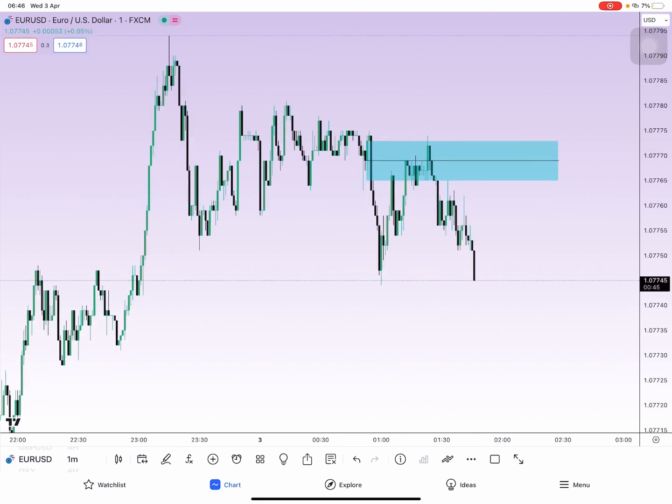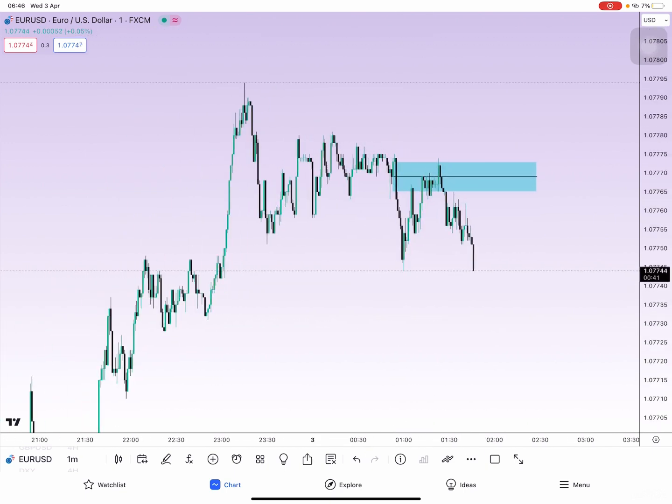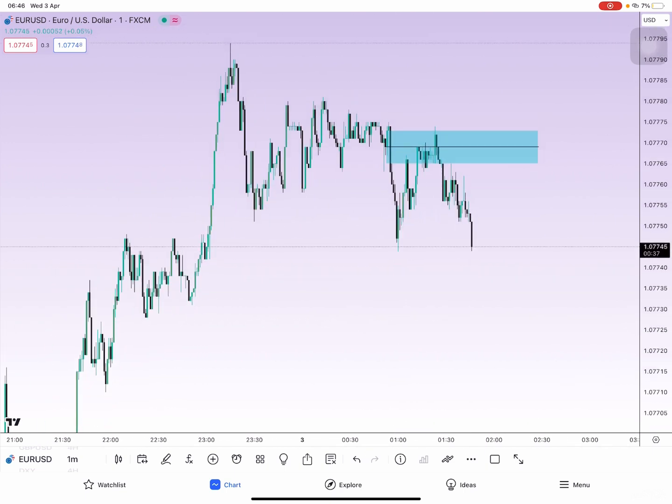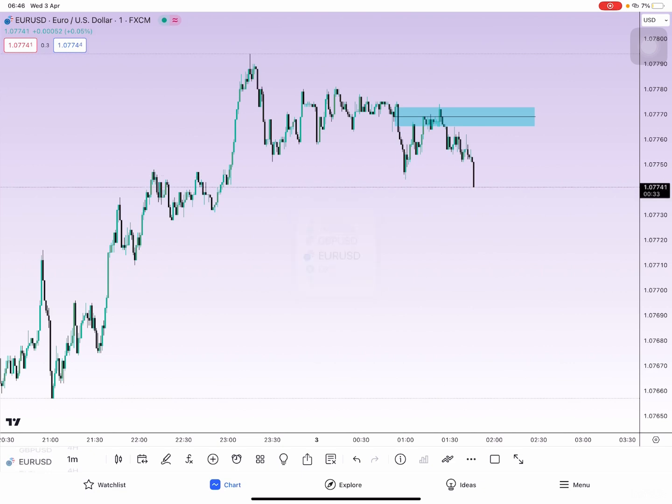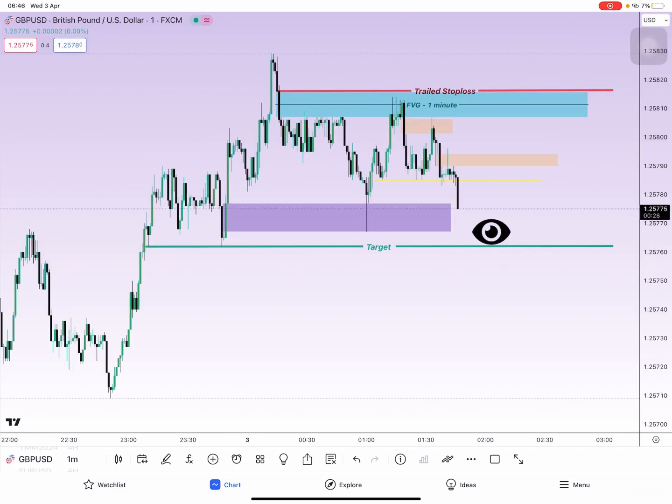So I did show you the SMT divergence in euro and pound, which is against the dollar, which is something nice to see, which doesn't come every day, but when it comes, it's something I really like and enjoy to trade.